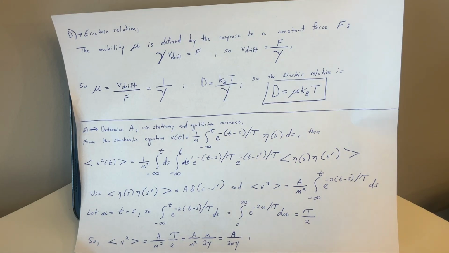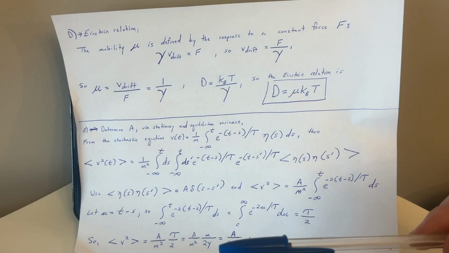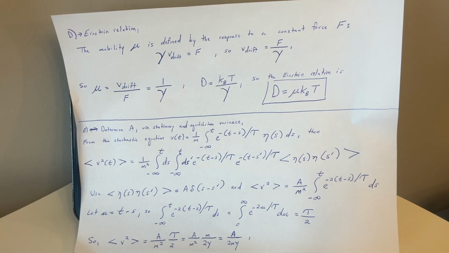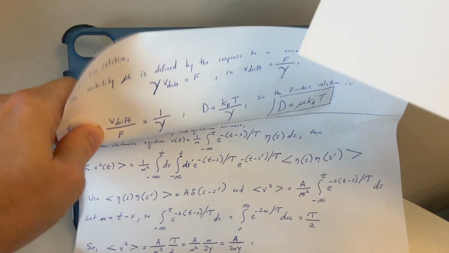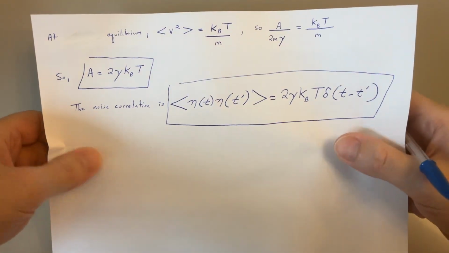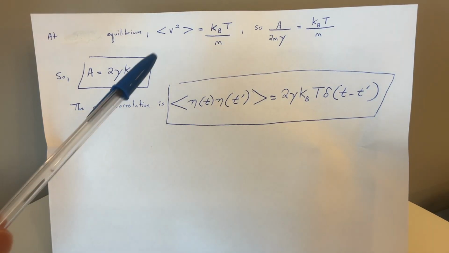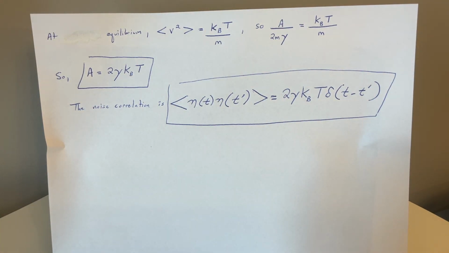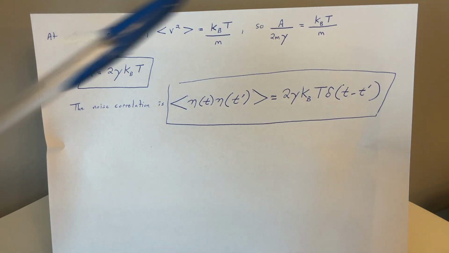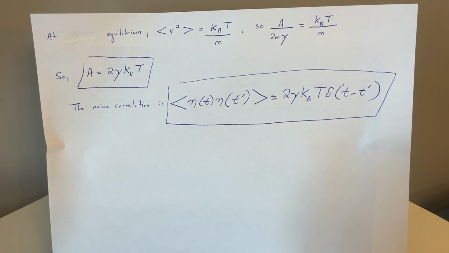So our expectation value of v squared equals A over m squared times tau over 2. And that would equal A over m squared times m over 2 gamma. So we get A over 2 m gamma. Now from there, at equilibrium, the expectation value of v squared equals k sub B T over m. So A over 2 m gamma equals k sub B T over m. So A equals 2 gamma k sub B T.